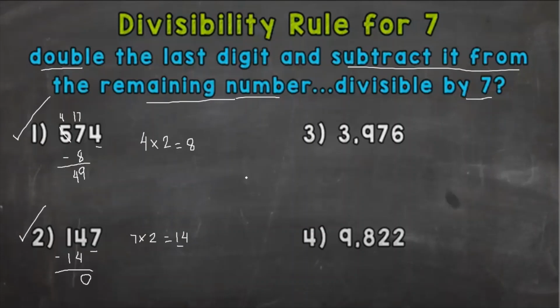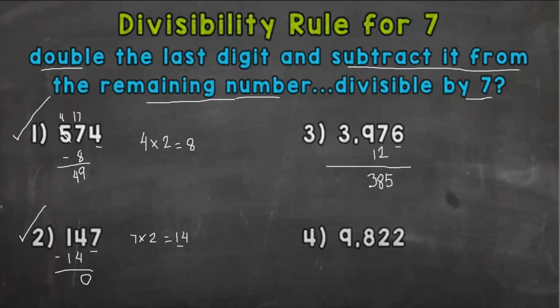Number 3. For number 3, we have 3,976. The last digit here is 6. Let us double the 6. 6 times 2, that is 12. Subtract it from the remaining number, and that is 397. 7 minus 2 is 5. 9 minus 1 is 8. Bring down 3. So we have here 385. Oh no, 385 is still a big number.